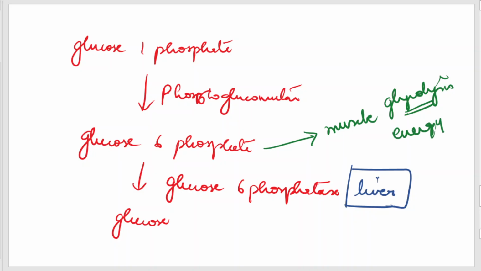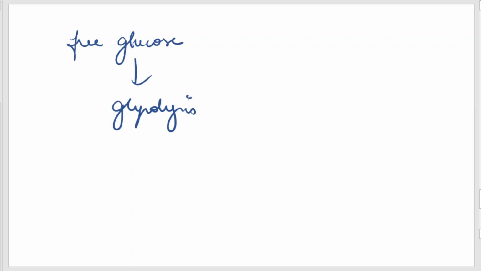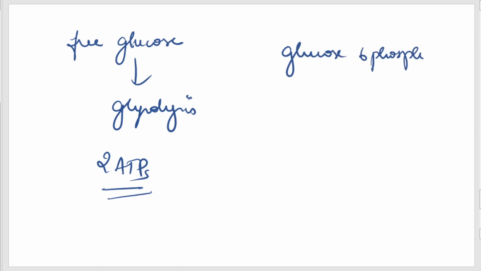Now, since glucose 6 phosphate is the product of the first step of glycolysis, right? Normally, when free glucose enters into glycolysis reaction, how many ATPs do we get? We get 2 ATPs. But when glucose 6 phosphate directly enters the glycolysis reaction in the muscle, what happens?